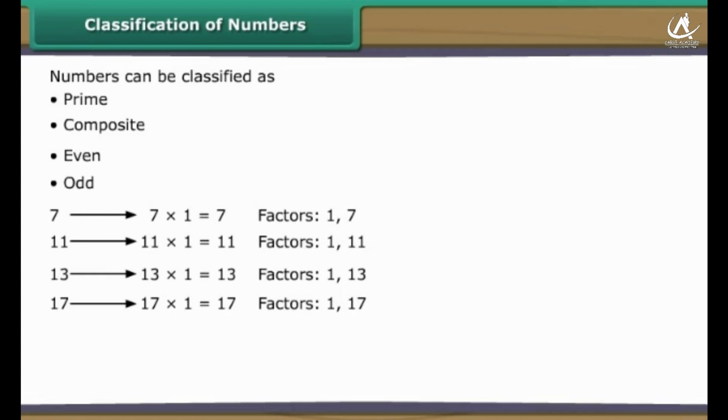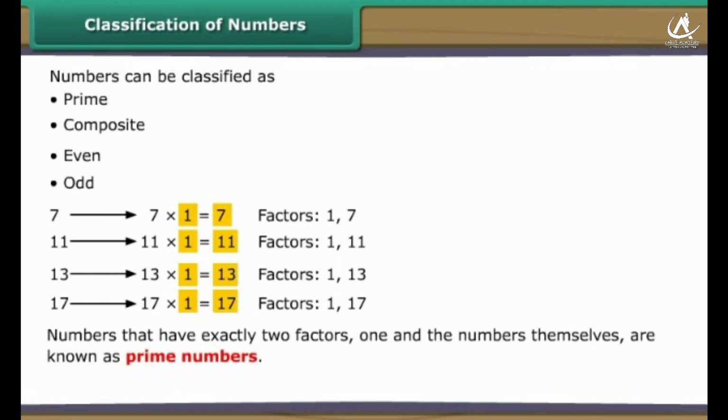Classification of numbers. Numbers can be classified as prime, composite, even and odd. Let us look at them one by one. Consider the number 7. Let us list out its factors. Let us look at some more numbers and their factors. What is common among these numbers? All these numbers have only 2 factors, 1 and the numbers themselves. Numbers that have exactly 2 factors, 1 and the numbers themselves, are known as prime numbers.